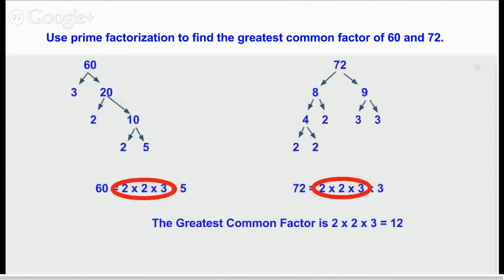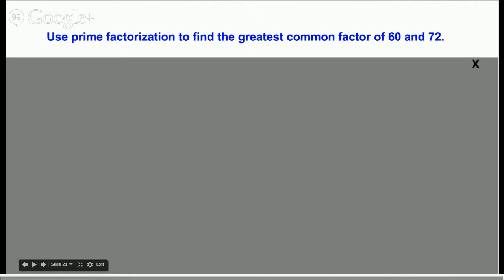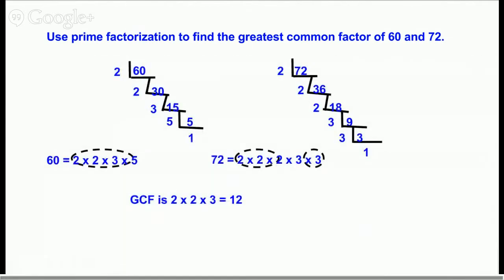Welcome back. I hope you've tried it. Here's what I came up with. All right, so here are our prime numbers that go into 60 and our prime numbers that go into 72. These are our common ones. So 12 is our greatest common factor. Same method, or staircase method, excuse me. All right, same answer. 2 times 2 times 3, or 2 times 2 times 3. It doesn't matter which 2's you use. All right, they're the same.